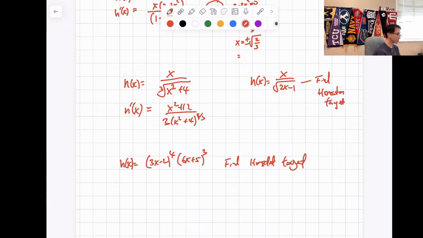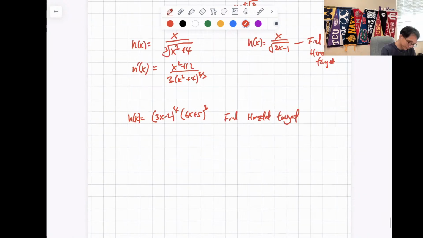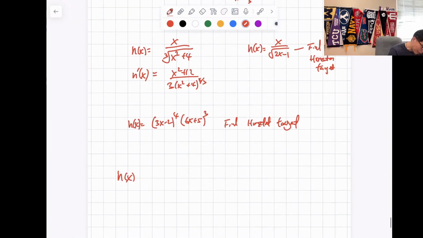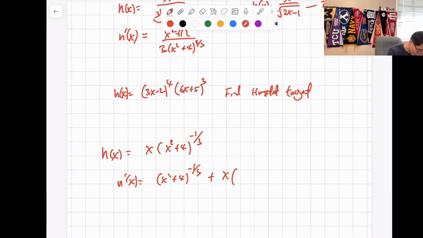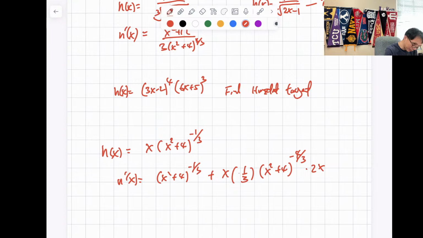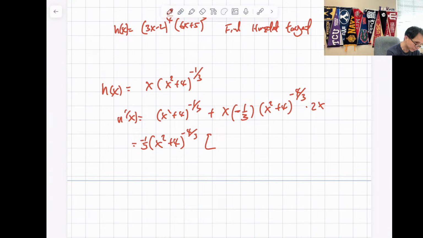Calculus question. Okay. Which rule would you like to use? x to the x squared plus 4 to the negative, times negative, times 2x. Yeah. This one's negative here. This negative 1/3 right here. So, are you talking about this one? You don't have to. That's okay. I can factor out. You can not factor out. It's fine.